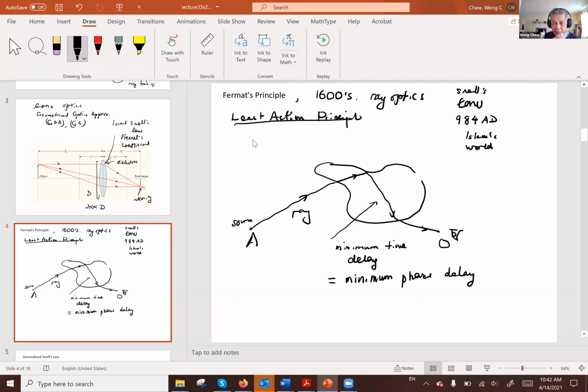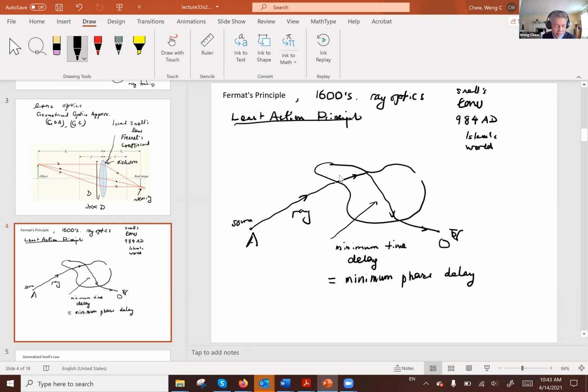And nature is very efficient. Nature always does things with the least effort, in the sense that when you travel from A to O, the phase is actually minimized. I don't know how nature does it, but nature seems to know that, and people in the 1600s knew about this, and they formulated the principle of least action to describe many physical interactions.